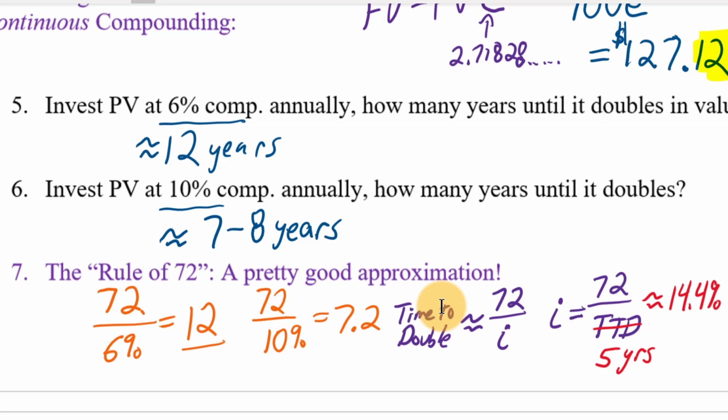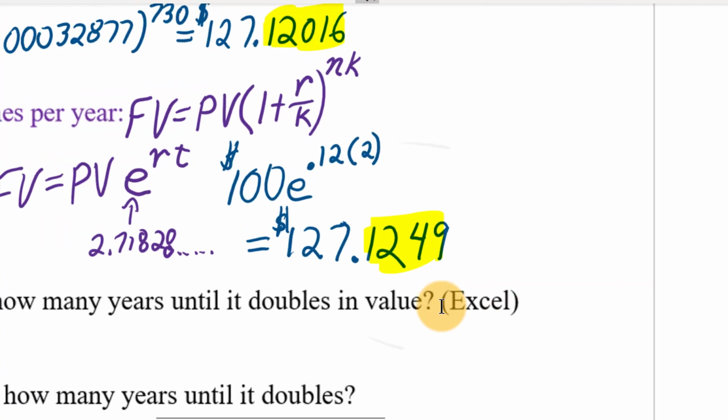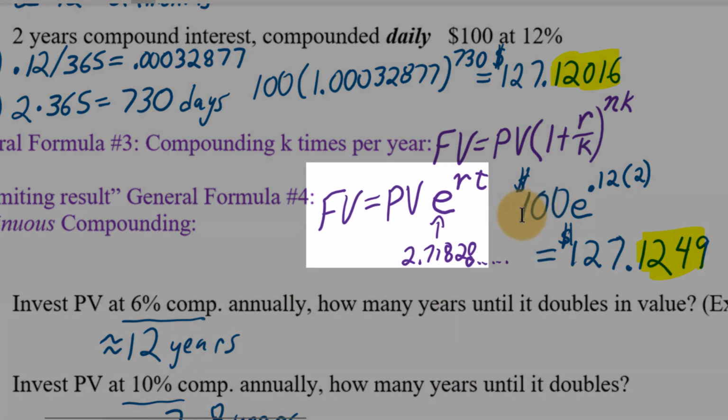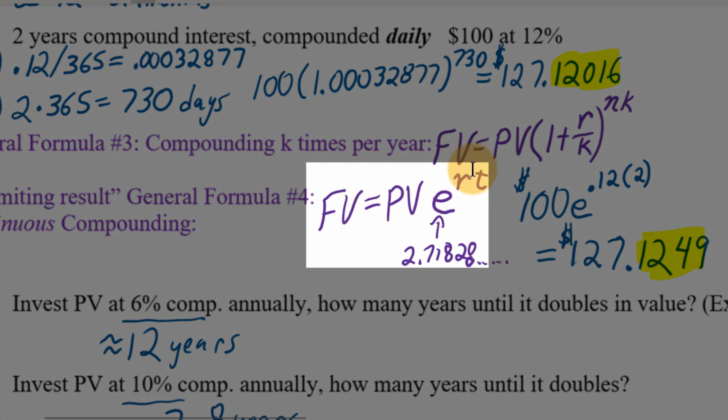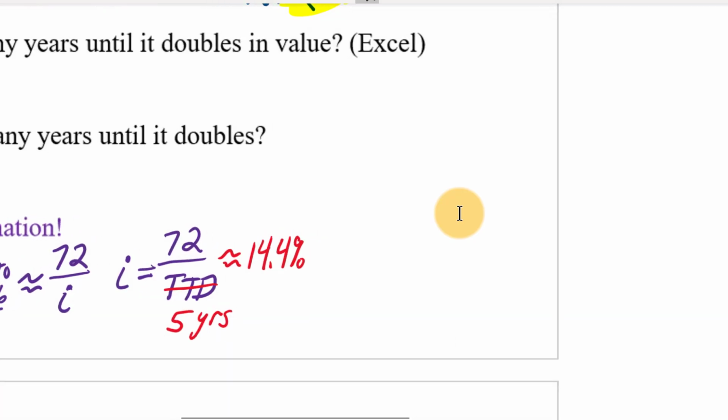Now, why 72? Let me give you a 1-minute derivation of this. If our money is doubling, let's go back and look at the continuous compounding formula, which is probably the easiest way to see this. Our continuous compounding formula says the future value equals the present value times e to the interest rate times time. If our money's doubling, we can divide both sides by present value, and we just get that the ratio is e to the RT.